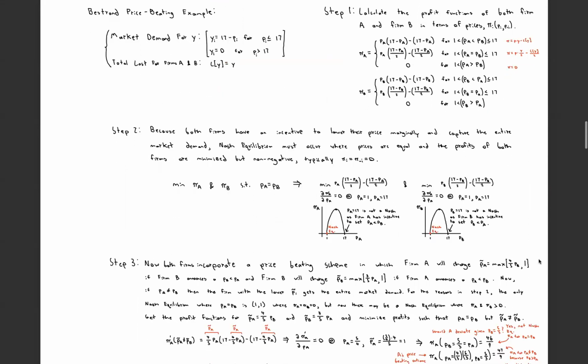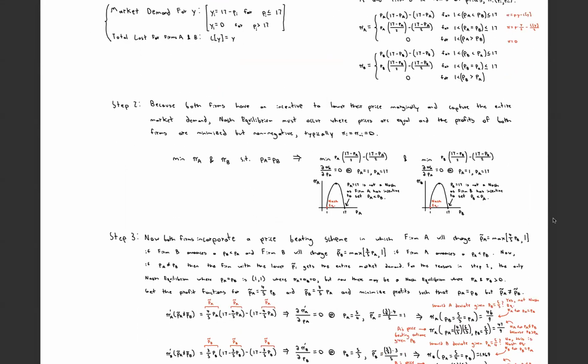So step three is going to involve both firms incorporating a price beating scheme in which firm A will change the price of A to be some sort of an equation like that, I guess. But all these numbers make sense. You can go through and check my work too. But if firm B announces that the price of firm B is going to be less than firm A, then of course firm B will also change their function to that. And if firm A announces the same, they're just going to continue competing.